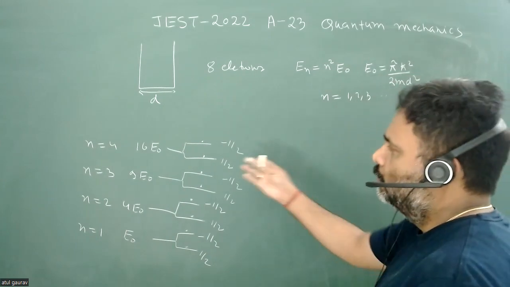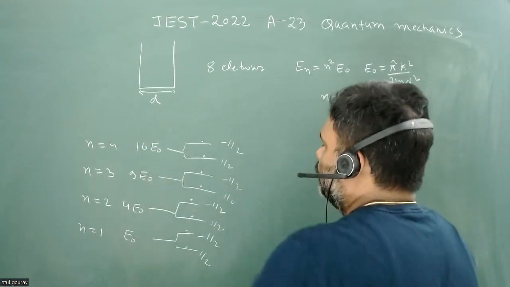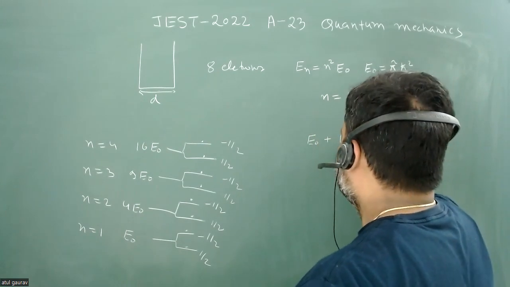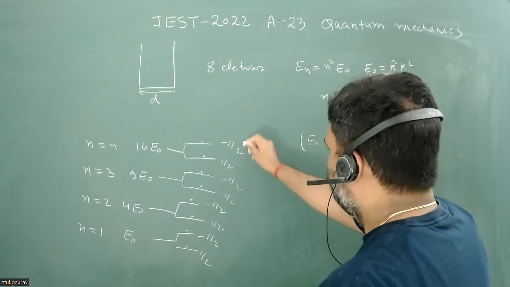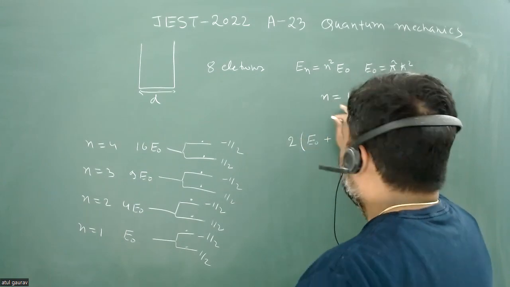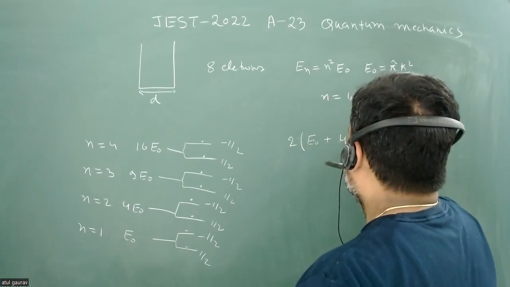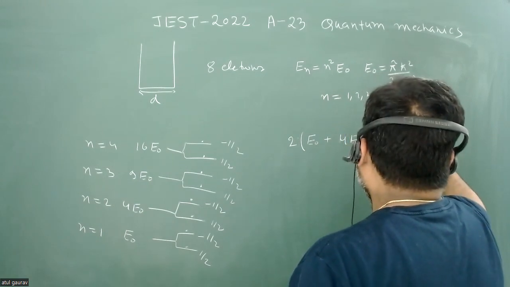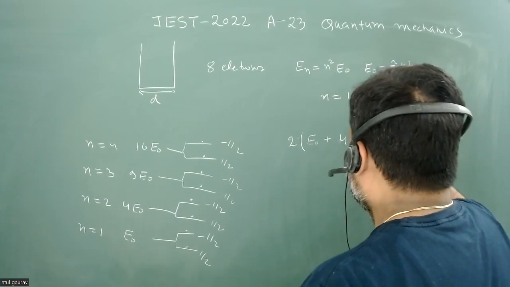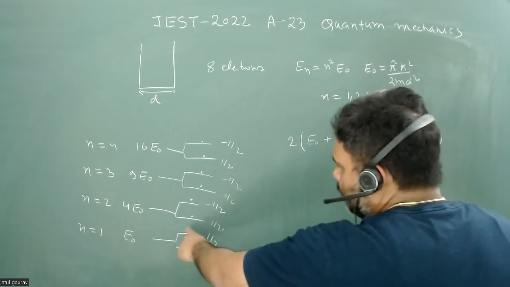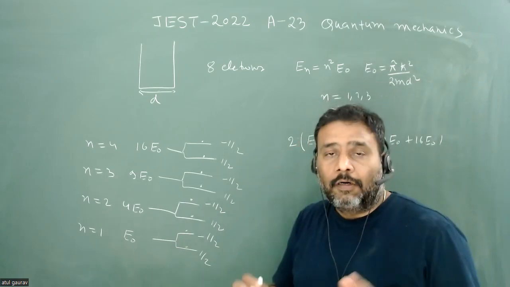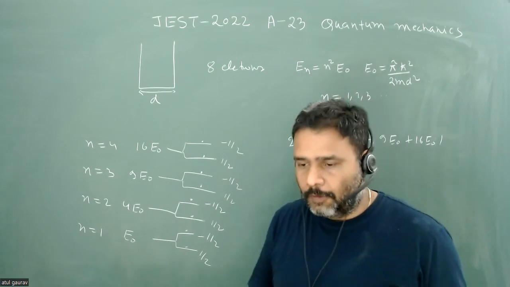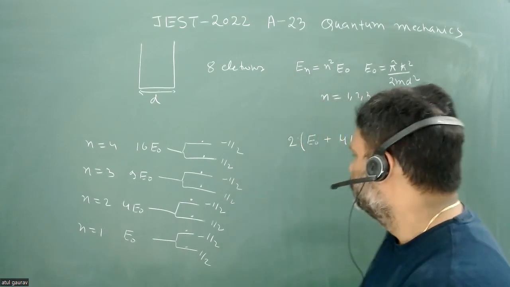So what is this particular energy? We are going to sum it up. So the energy is 2 times E naught, because everywhere 2 is there, plus 4 E naught plus 9 E naught plus 16 E naught. This is the single particle energy level, and we are multiplying with 2 because in each and every level there are 2 electrons. And we also have the assumption that these electrons are not going to interact with each other. So this is a very ideal kind of assumption.